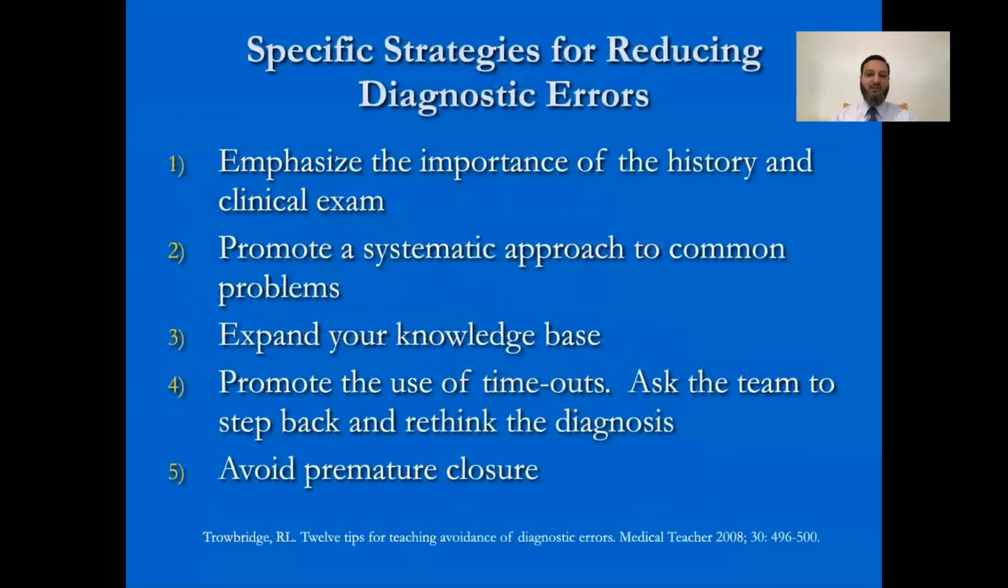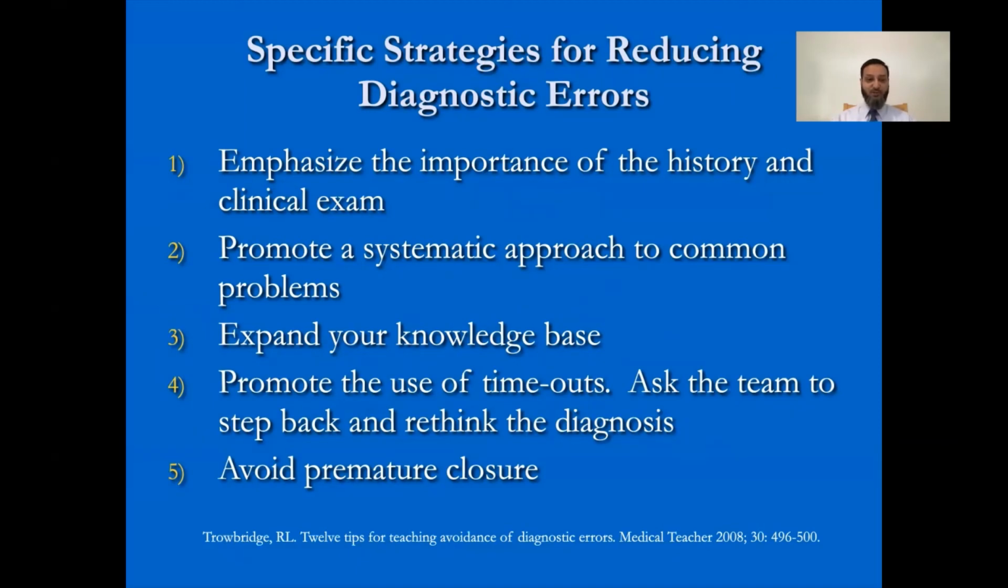Okay, so to summarize here, this article summarizes 12 tips and strategies for reducing diagnostic errors. Number 1 that is mentioned as a strategy to reduce diagnostic errors is emphasize the importance of the history and clinical exam. So again, history and exam are the most important factors that you should use in making the correct diagnosis. And if you remember Sir William Osler's quote from the first slide, that if you listen to your patient, they will tell you the diagnosis. So through the history, through the exam, they're telling us their diagnosis. We just have to listen.